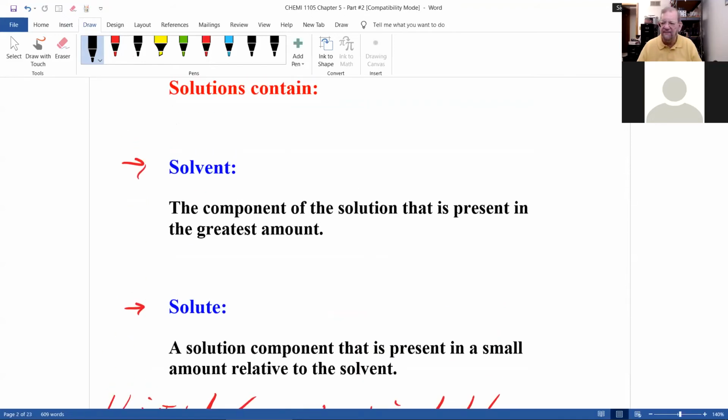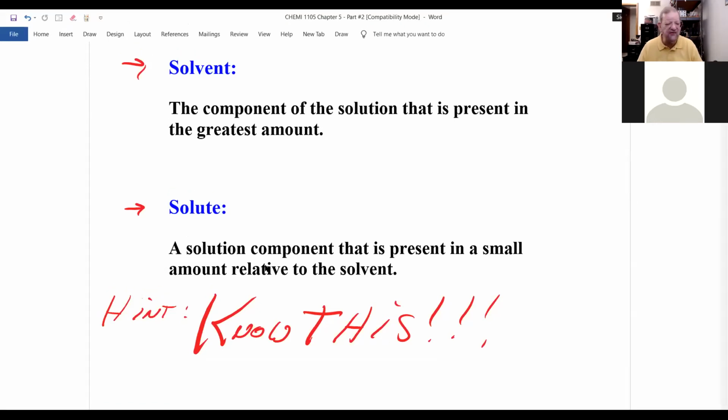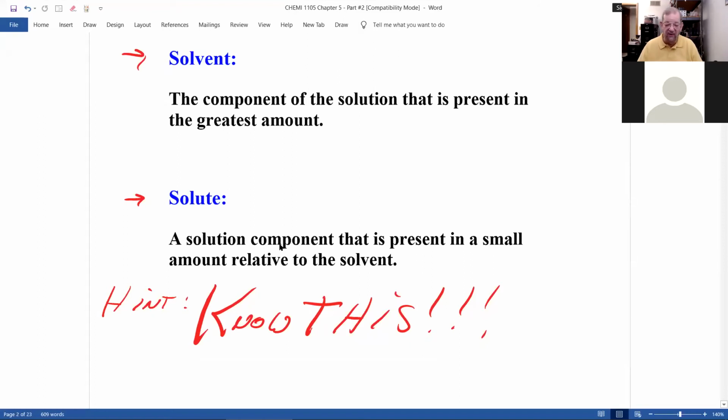You should know that a solvent of the solution is the component of that solution present in the greatest amount. The solvent of a solution is the component present in the greatest amount. And the solute of a solution is the other component or components that are present in a smaller amount relative to the solvent. So in a solution, you can have only one.